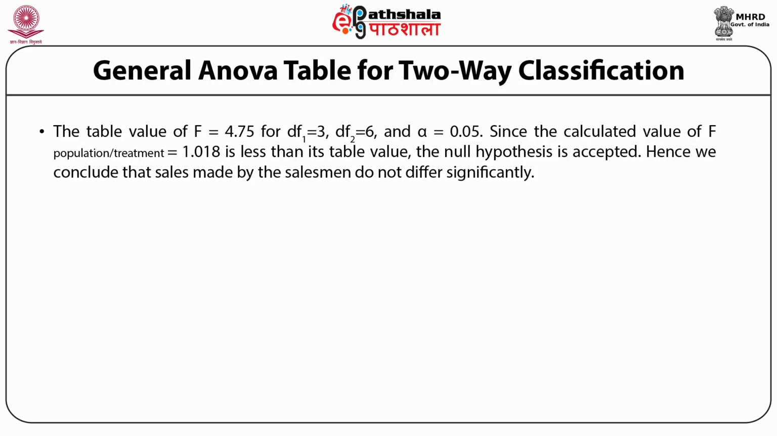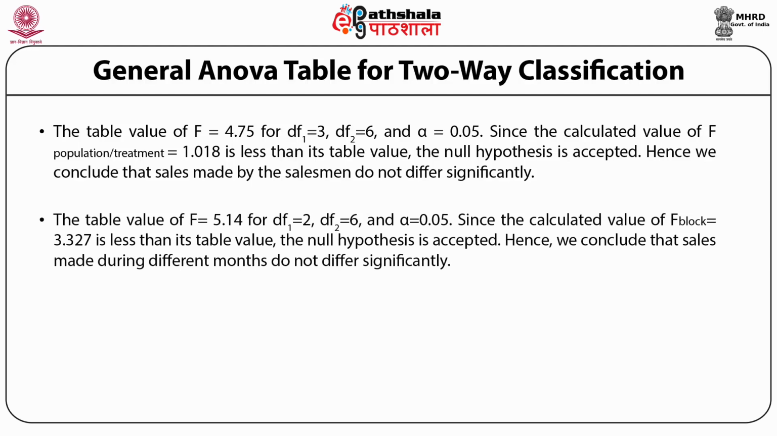For the second part, the table F value is 5.14, with degrees of freedom DF1 equal to 2 and DF2 equal to 6, and alpha equal to 0.05. Since the calculated value of F block is equal to 3.325, which is less than the table value, the null hypothesis here is again accepted. Hence, we conclude that the sales made during the different months do not differ significantly.